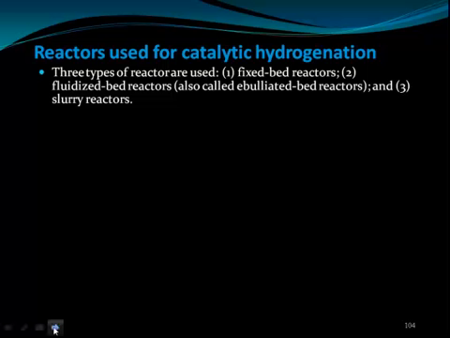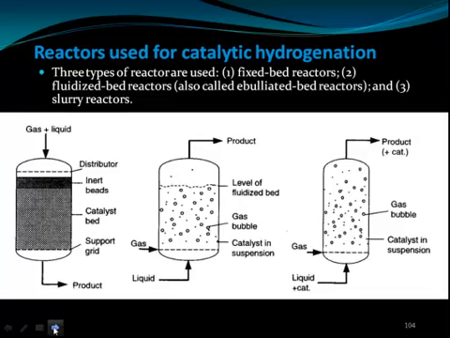Reactors used for catalytic hydrogenation. There are three kinds of reactors that are typically used. One is fixed bed reactors, which we have seen in the fluid mechanics lab. Then fluidized bed reactors, which we have also discussed in the lab, also called ebullient bed reactors. And the third one is the slurry reactor.